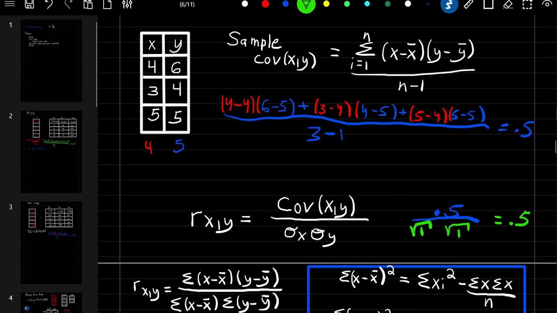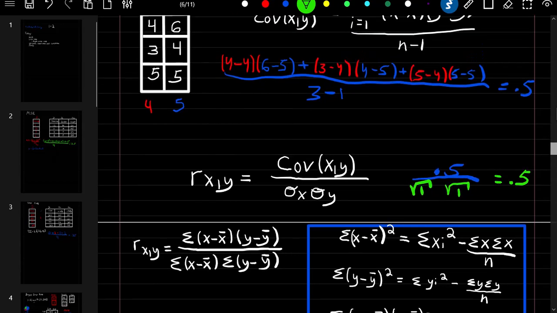So correlation measures the relationship between two variables. Positive correlation means as one increases, we expect the other to increase. And negative correlation means as one increases, we expect the other to decrease.